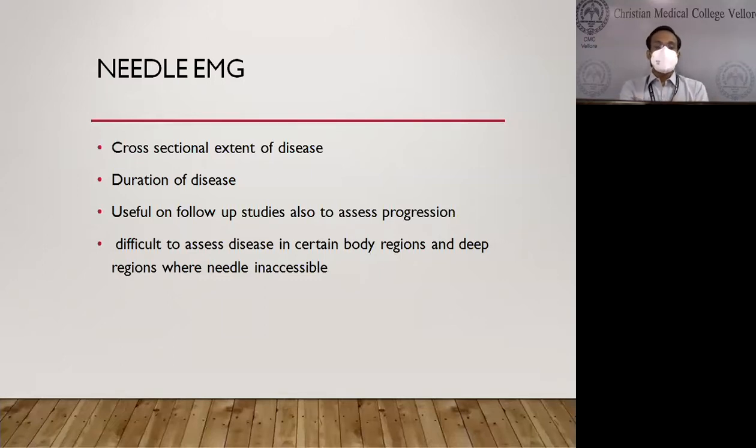It is useful for progression and when you are following up the patient, where initially the patient had disease restricted to the upper limb, and 6 months down the line, we are now getting more extensive changes. So it helps us in serially following up the patient. But it has its pitfalls: certain muscles, like the tongue and the diaphragm, are relatively difficult to needle and interpret. There are also the pain and problems associated with needle EMG. Those are the problems that we have.